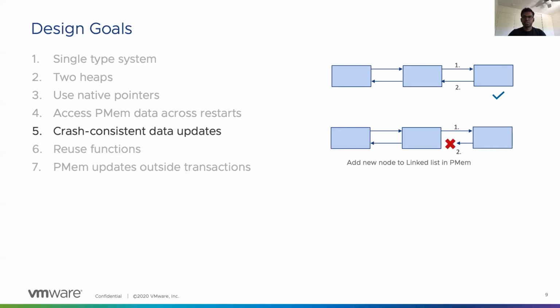But what happens if there is a crash before adding the back pointer from the new node, as shown in the second diagram? Now we have a linked list which cannot be traversed in both directions. So there is inconsistency, and we do not want that. No matter what, we want the addition of a new node to the linked list to be crash consistent, as shown in the first diagram.